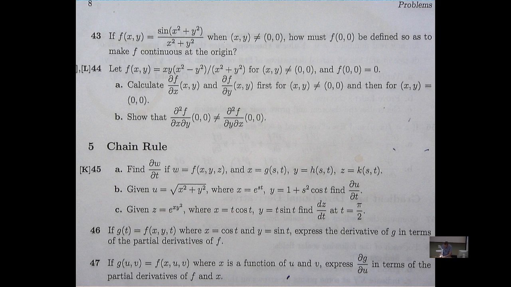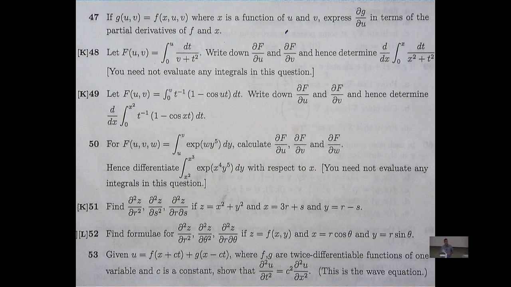Today's tutorial is all about the chain rule. Now we've looked at the chain rule in lectures, and some of these questions are quite straightforward. For example, 45 is pretty straightforward. 46 is pretty straightforward. What I'm going to concentrate on today is probably 48 and 49 and possibly 51.